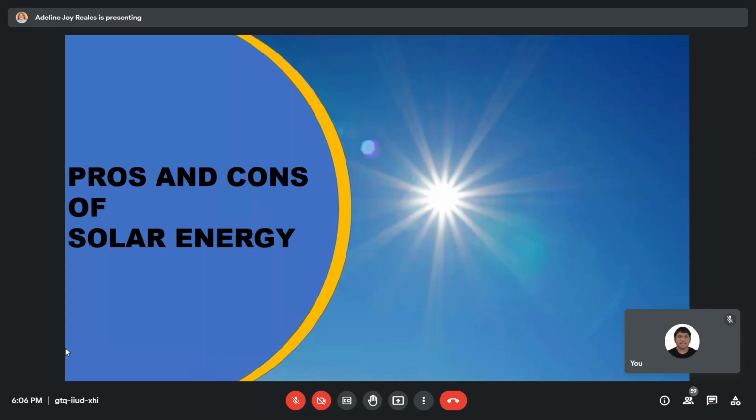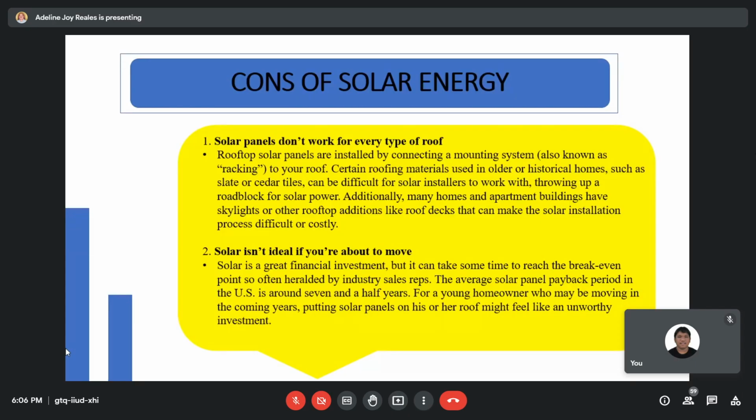Pros and cons of solar energy. Cons of solar energy. Solar panels don't work for every type of roof. Rooftop solar panels are installed by connecting a mounting system, also known as racking, to your roof. Certain roofing materials used in older or historical homes, such as slate or cedar tiles, can be difficult for solar installers to work with, throwing up a roadblock for solar power.